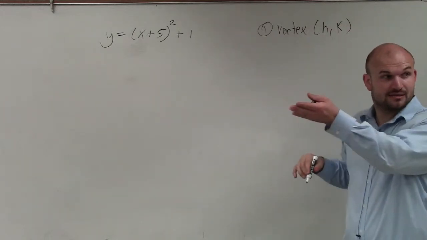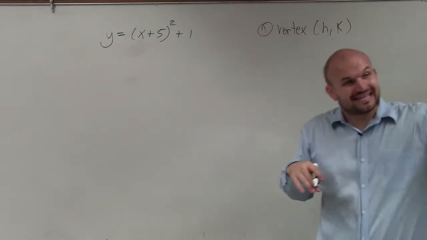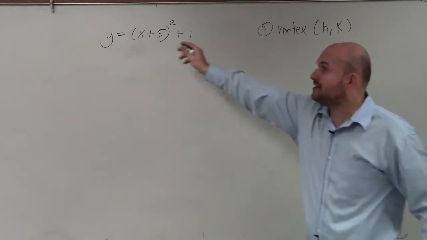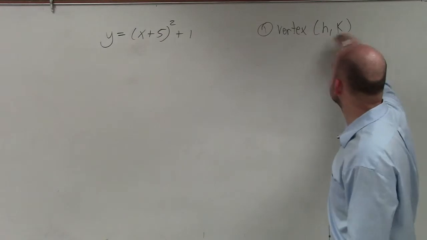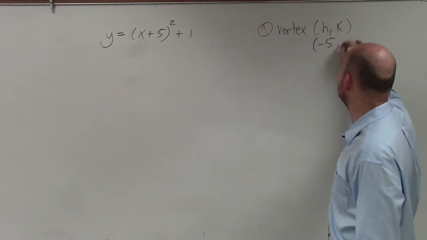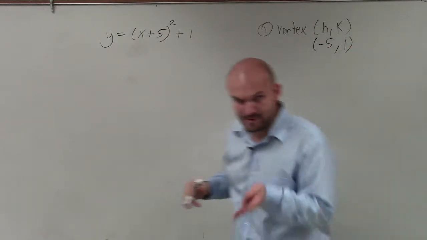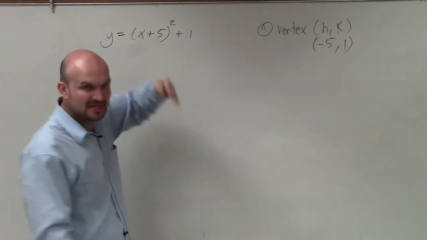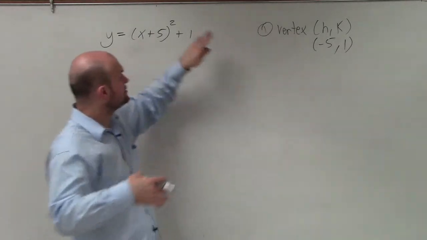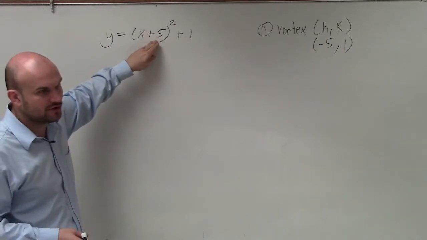So in this case, remember h is x opposite of h, right? Well, here I have x plus, so we got to remember it's always that opposite. So in this case, my h and k is negative 5, 1, right? Remember the form was x opposite of h. So since it's that plus 5, we have to use that opposite form. So it's going to be negative 5, 1 is our vertex.